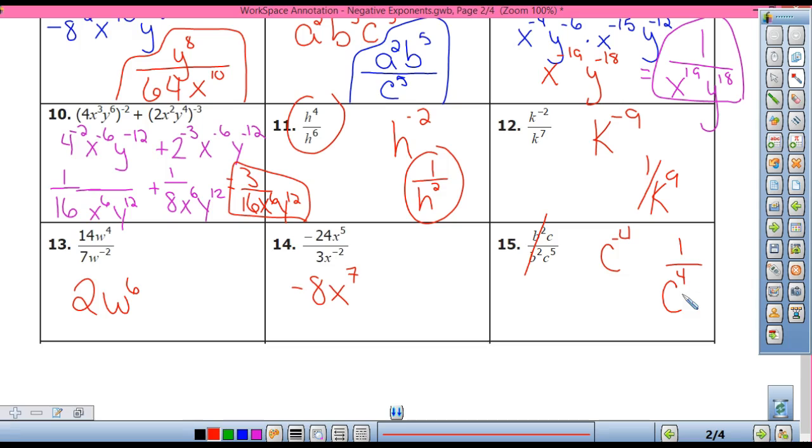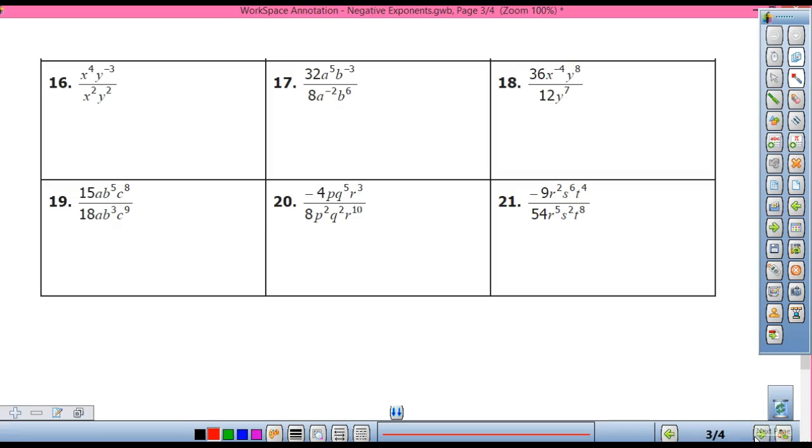A little shortcut on this. Where is c bigger? On the bottom. And how much bigger is it on the bottom? 4 bigger on the bottom. If you don't like that shortcut, you don't have to use it. Okay, so 4 minus 2 gives me x to the 2nd. Negative 3 minus 2 gives me y to the negative 5th. So, which one's positive? X to the 2nd, so that stays where?